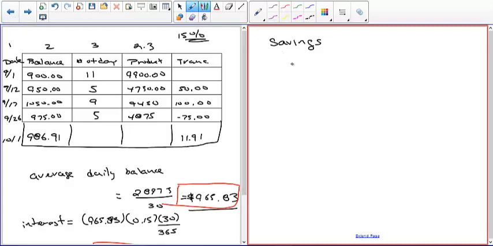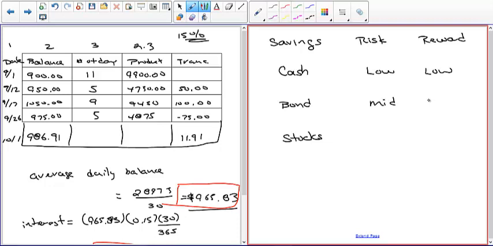So from a savings standpoint, one thing we talked about was the 3 different main categories: cash, bonds, and stocks. And then you have the risk reward. So low risk, low reward, medium or middle for both of those, and high. And these are just some things that hopefully you'll agree with.